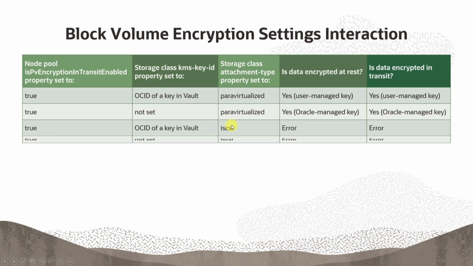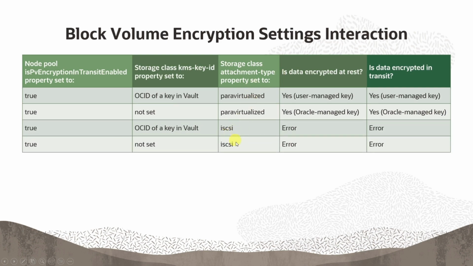If the storage class attachment type property is set to iSCSI and the KMS key ID property is set to either the OCID of a user managed key in the vault, or if it is not set, an error occurs, which requires attachment type to be set to paravirtualized whenever the isPV encryption in transit enabled property is set to true.